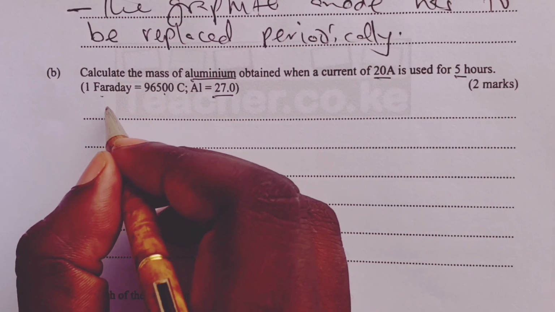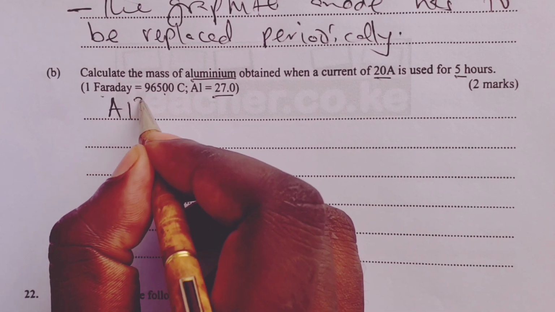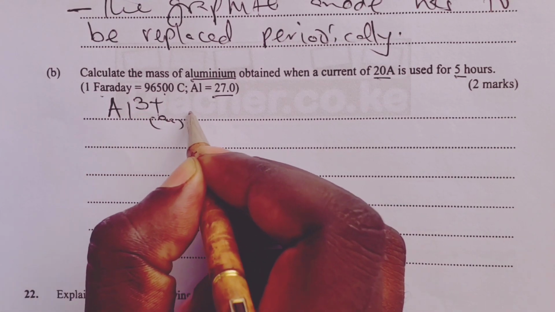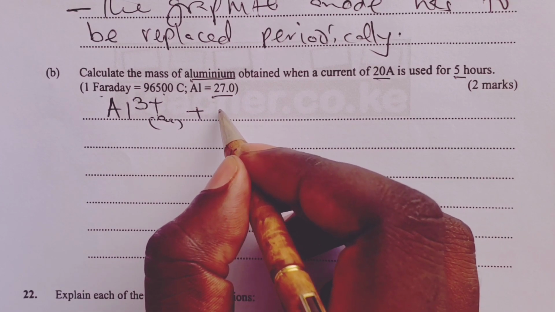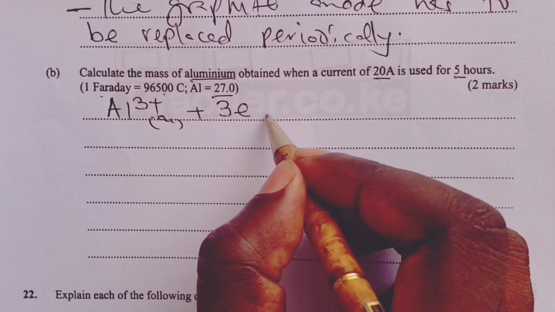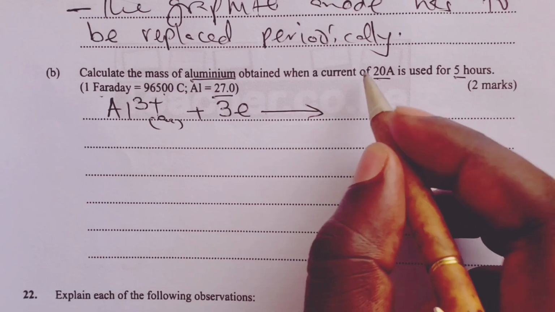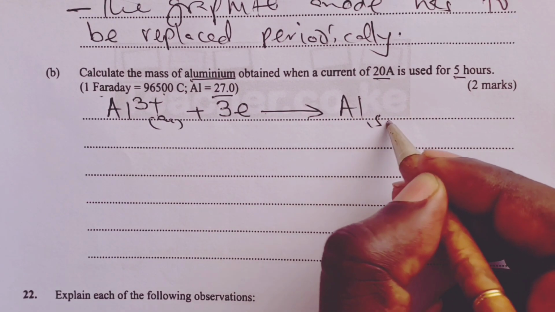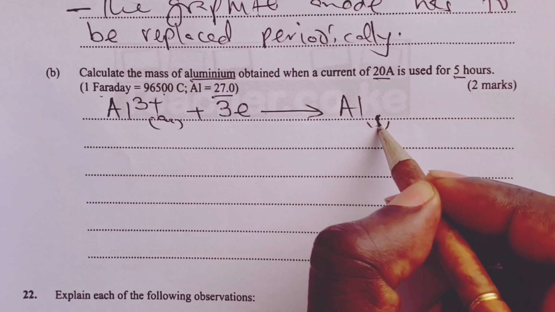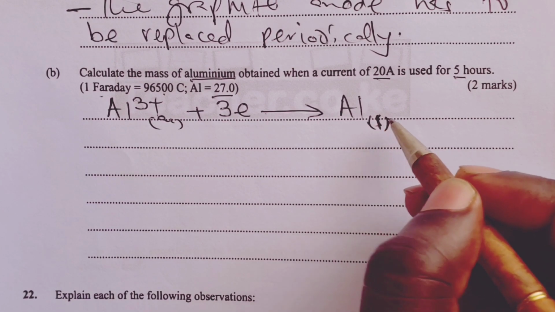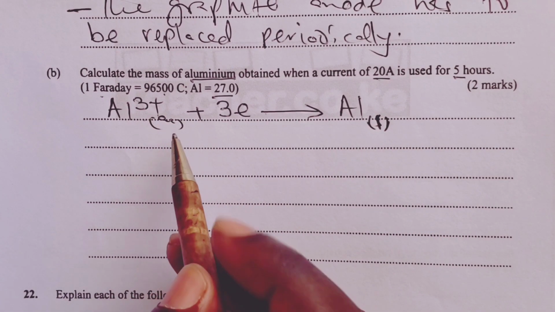The first thing a student should do here is to write the equation for deposition of aluminum from aluminum ion. So that is what would happen. It's either liquid or solid, doesn't matter, because we are depositing it from an aqueous solution.